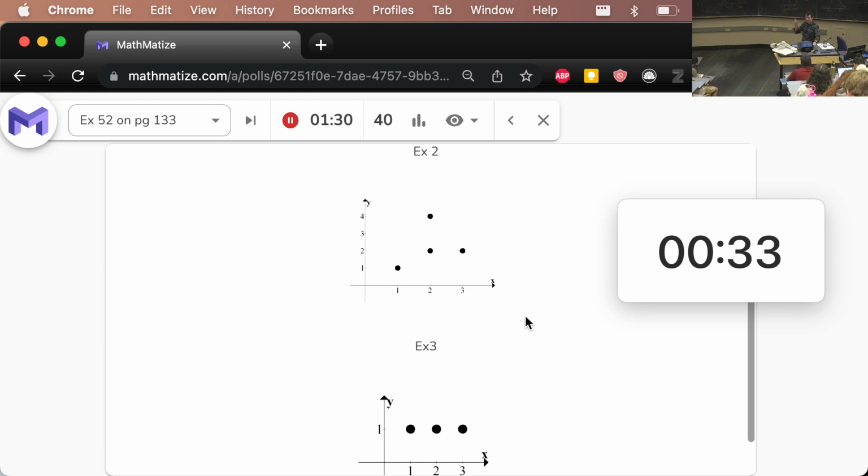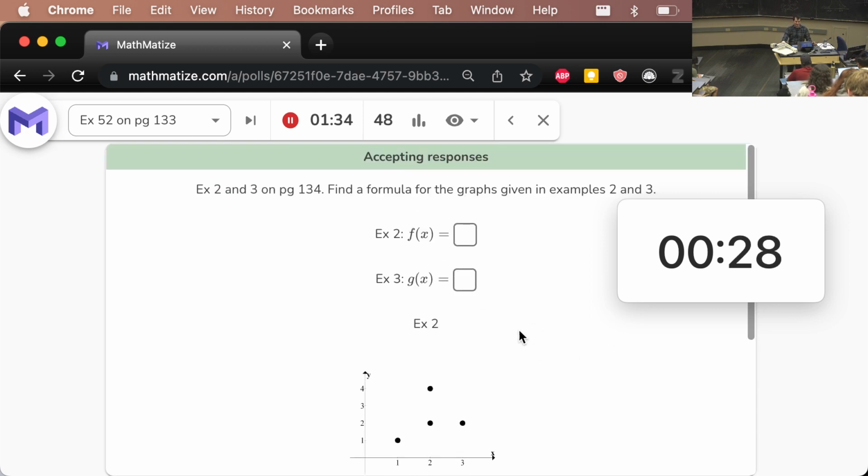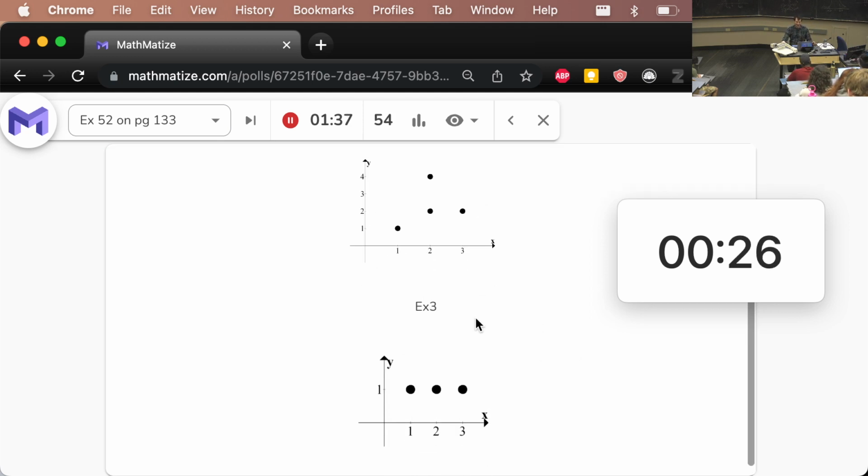Okay, there's like 30 seconds left. If you're struggling a bit, it is multiple choice, so just pick your best guess for examples 2 and 3 and try to figure it out that way.